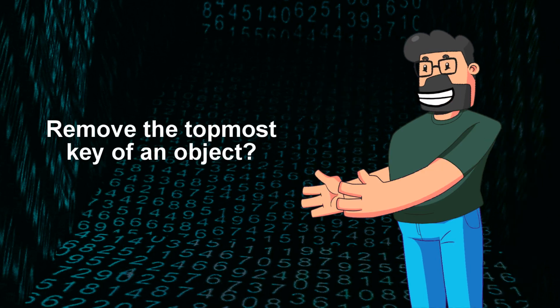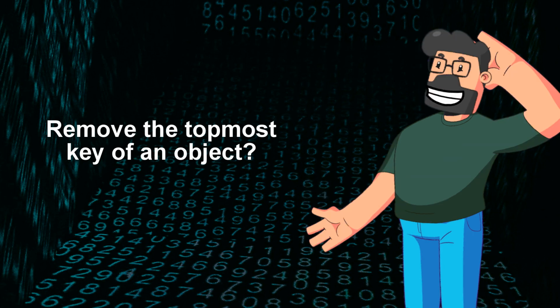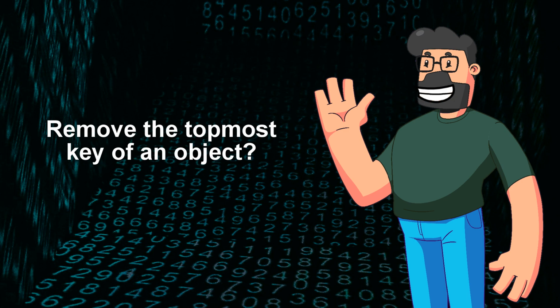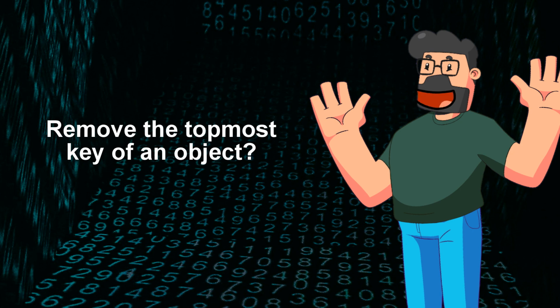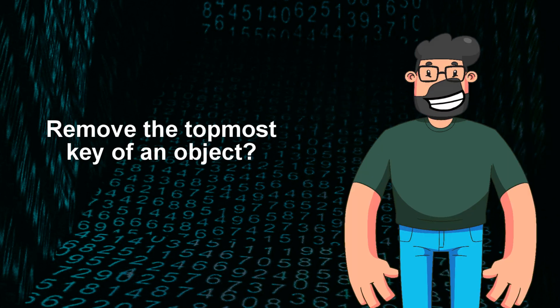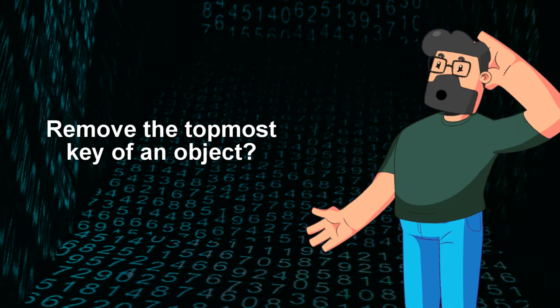Today we have an interesting problem to tackle together. Imagine you have an object in JavaScript that has a nested structure, and you need to flatten or remove the topmost key from it. For instance, you might have an object with a page key and you want to extract the contents under it. Quite a common conundrum, right?